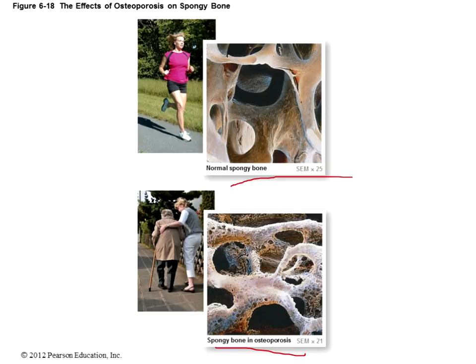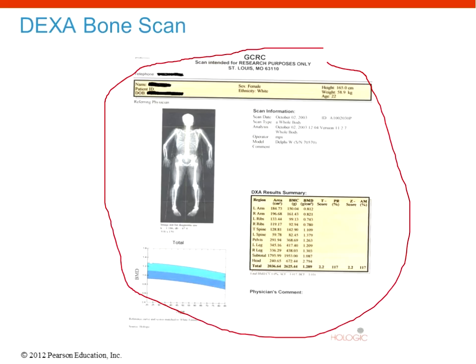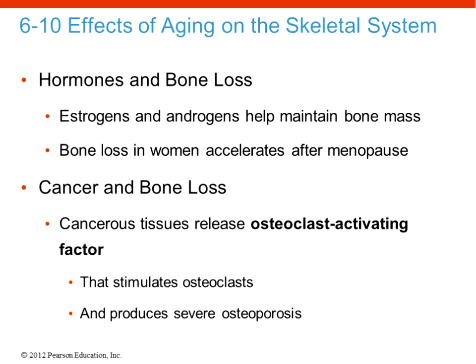This image shows really nicely what normal spongy bone looks like versus osteoporosis. You can see the bone is just worn away more. It's chewed up. There are more holes in the bone, and it's not as strong and as robust. And so that could be very impactful. It can really impact function.